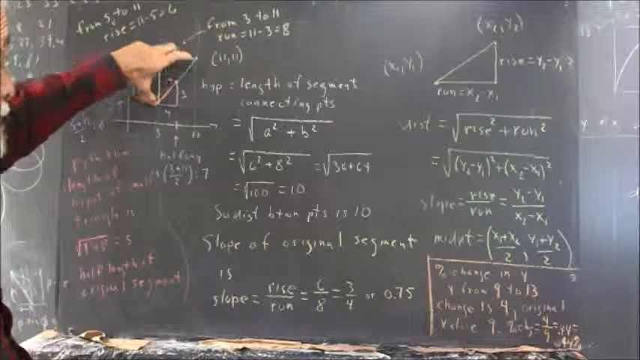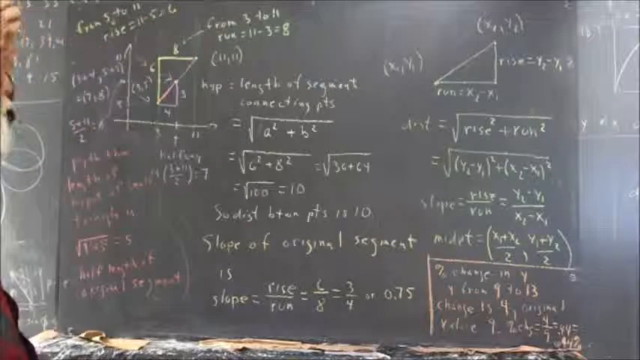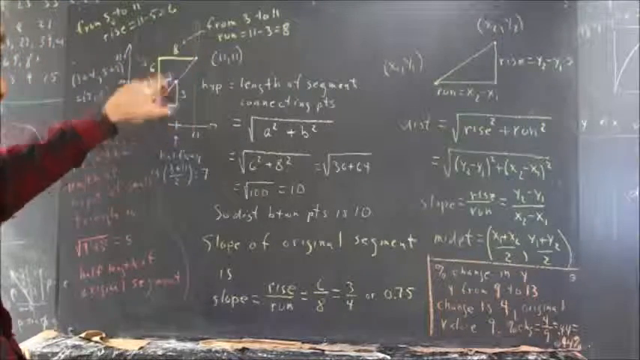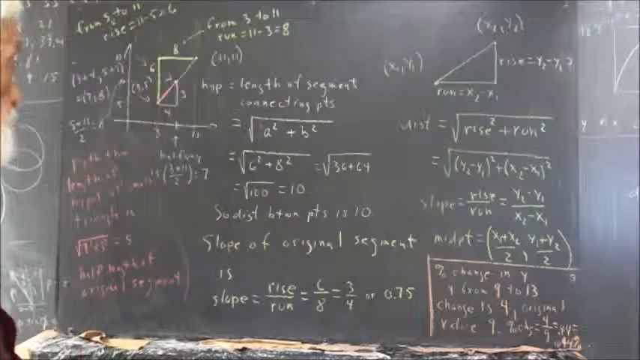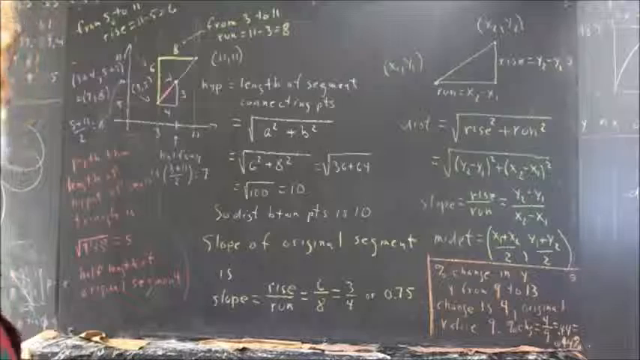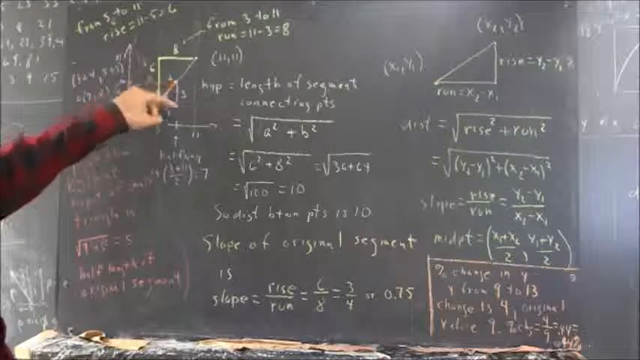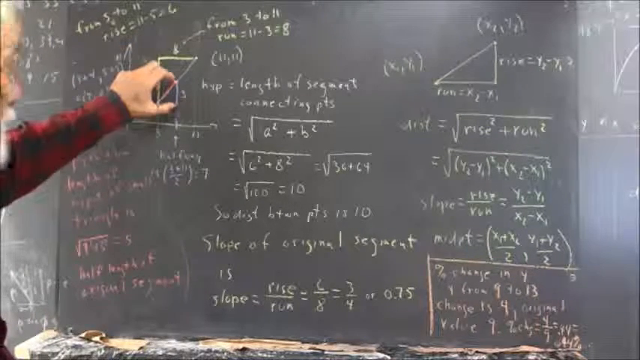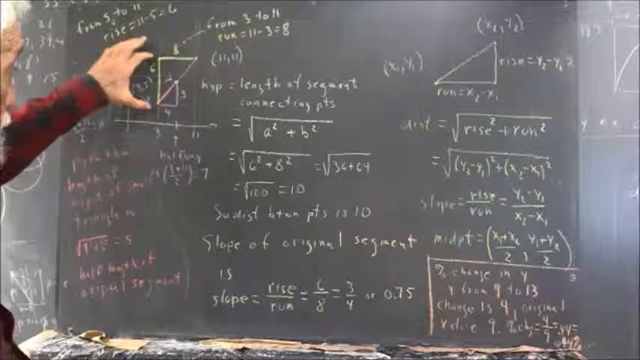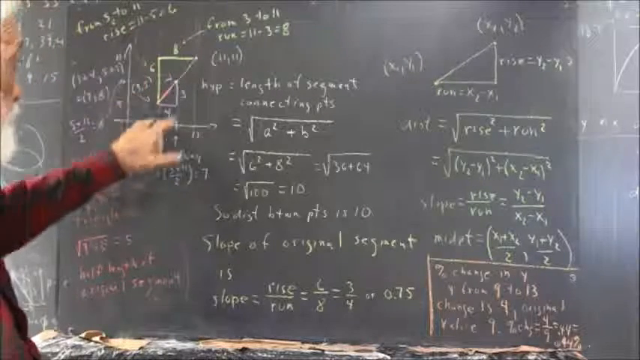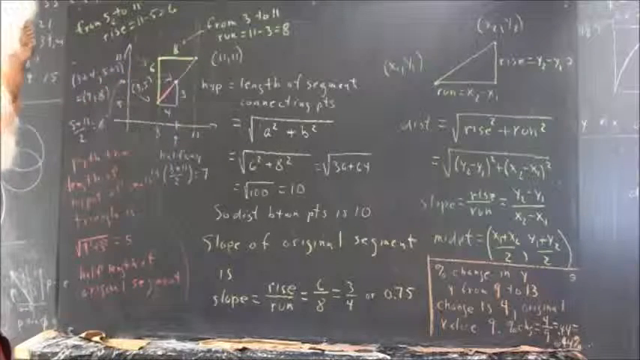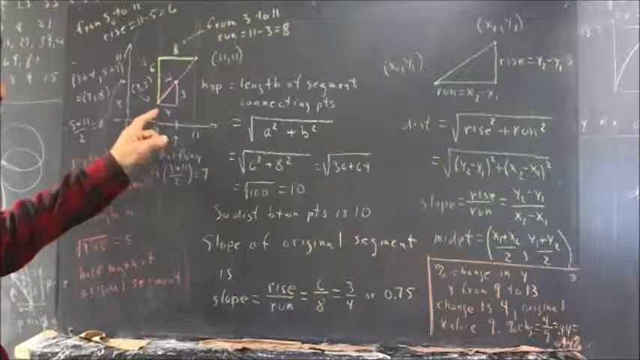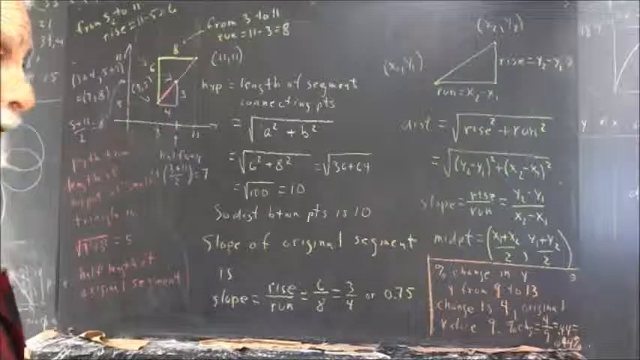And if this distance is half this distance, since the triangles are similar, this triangle here and this triangle here are similar, corresponding sides are going to be in the same proportion. So the vertical side of the smaller triangle is going to be half the vertical side of the larger, and the horizontal side of the smaller will be half the horizontal side of the larger. So we're going to have legs of 4 and 3.